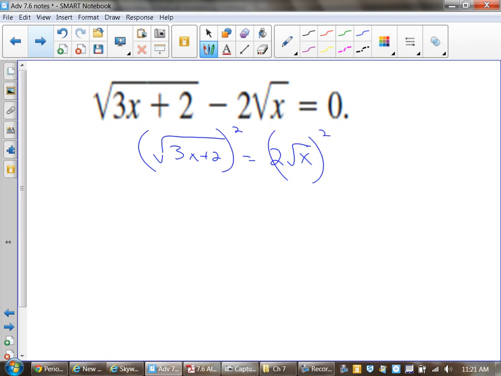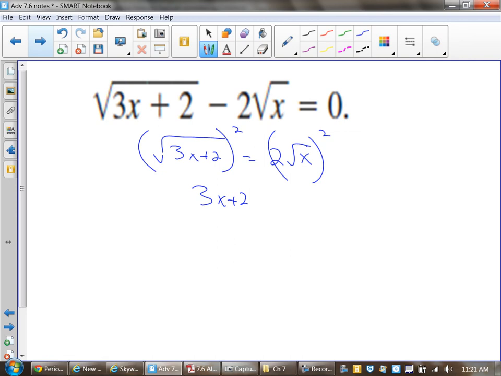The left side is the easy part. Square root, junk squared is junk. So I have 3x plus 2. The other side, you've got to be careful. You've got the quantity 2x, or the quantity of 2 times the square root of x, squared.